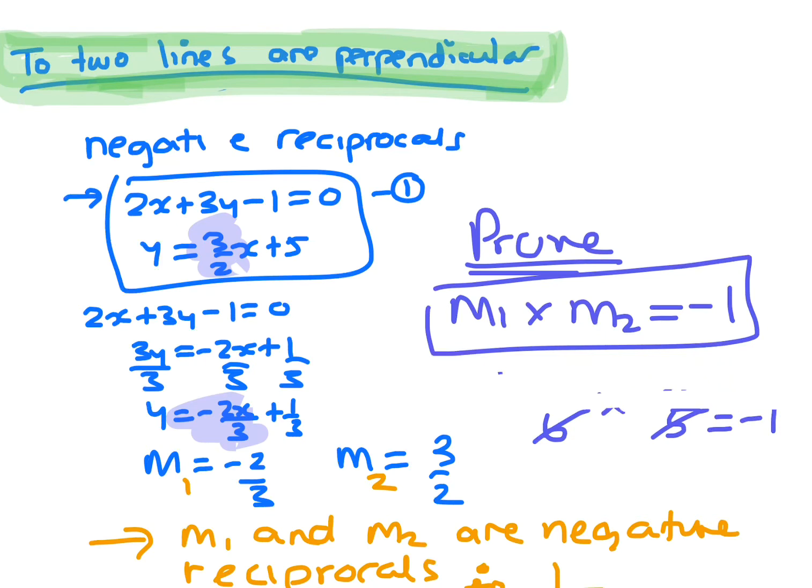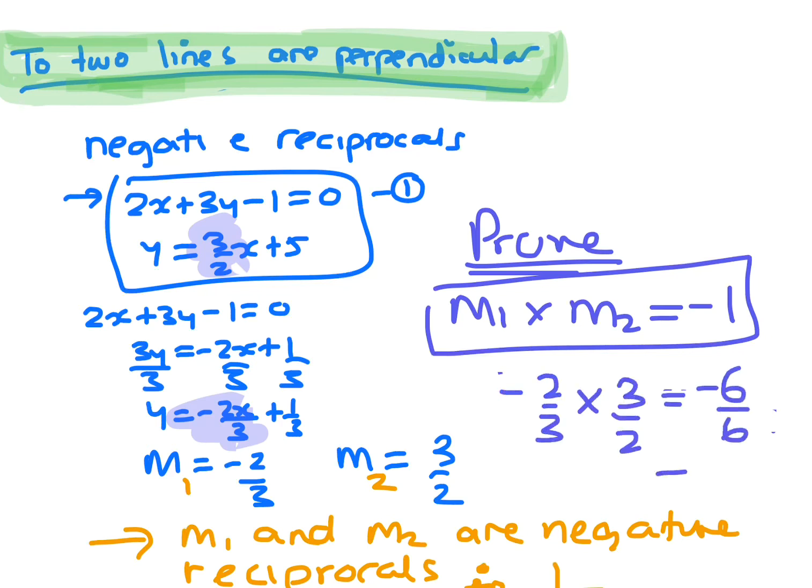So basically, two lines will be perpendicular if you multiply their gradients together and you end up with minus 1. And that's the way that you write a formal proof to say that the two lines are perpendicular.